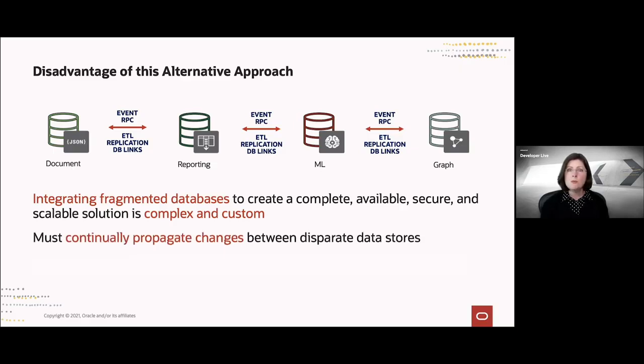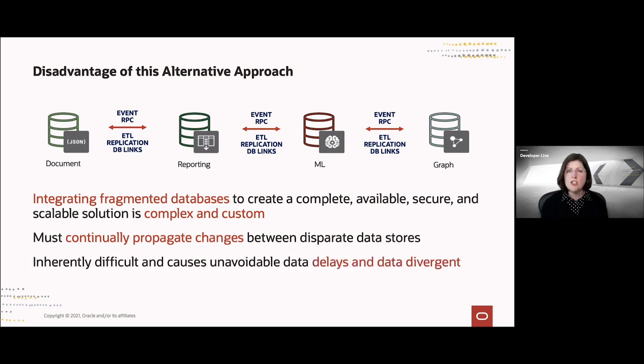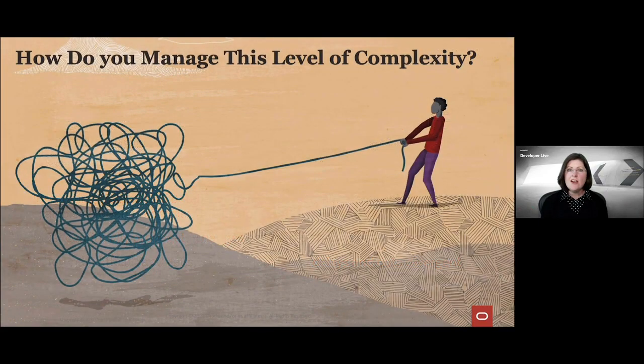You're also on the hook to propagate the data across the different data models and databases, depending on what you need, where and when. And of course, unfortunately, that propagation can introduce a lot of complexity and also delays and, worst case, divergence of your data across these different databases. So how do you manage this level of complexity?